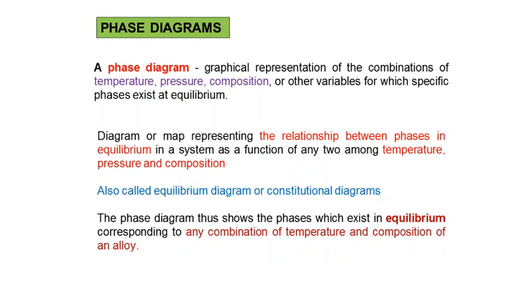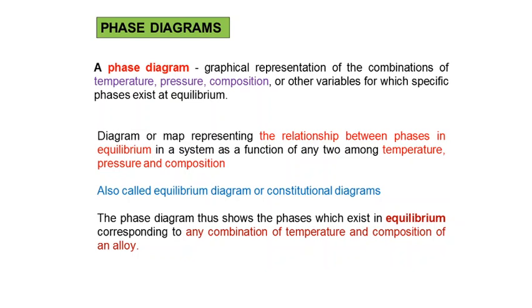In today's class, we will discuss the classification of phase diagrams, what a phase diagram means, and the different rules which govern how to find the phase fraction as well as the composition of phases in a binary phase diagram. Okay, so a phase diagram is a graphical representation of the combination of temperature, pressure or composition over two axes.